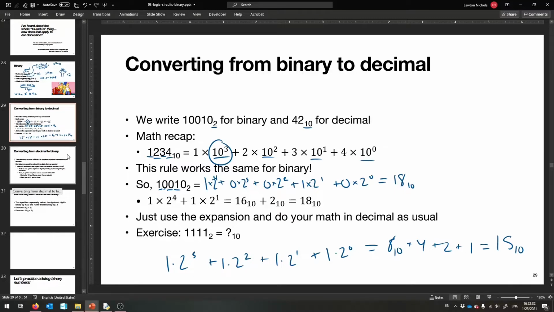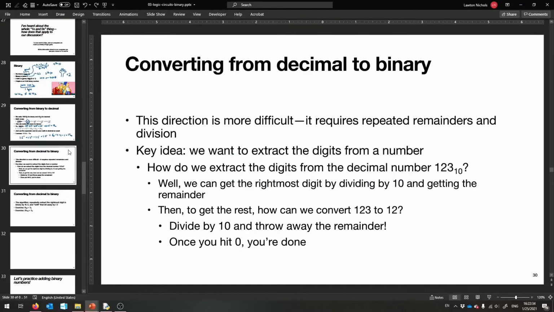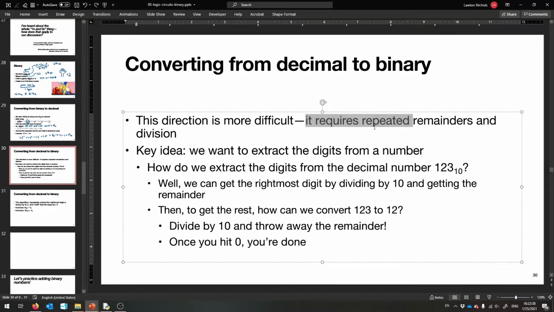And, well, that is the easy way. The other way is a bit harder, and I'm sorry. It requires you to take remainders repeatedly and also do division. Okay, so let me maybe show you how, and then we'll go from there. How to do it in decimal, that is.